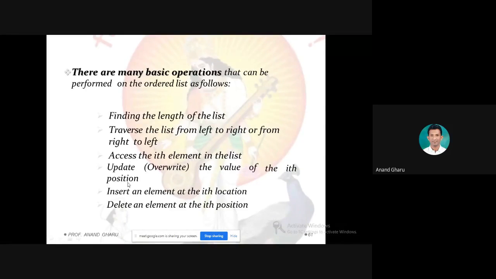Okay, we have already studied this in array. We can overwrite or update the value of a specific location. Suppose you want to update the value of the fourth location, then variable name a[4] is equal to 10. Then the value 10 will be placed in the a[4] memory location. Insert an element at the ith position, delete an element at the ith position. Insertion and deletion we can perform in the ordered list.